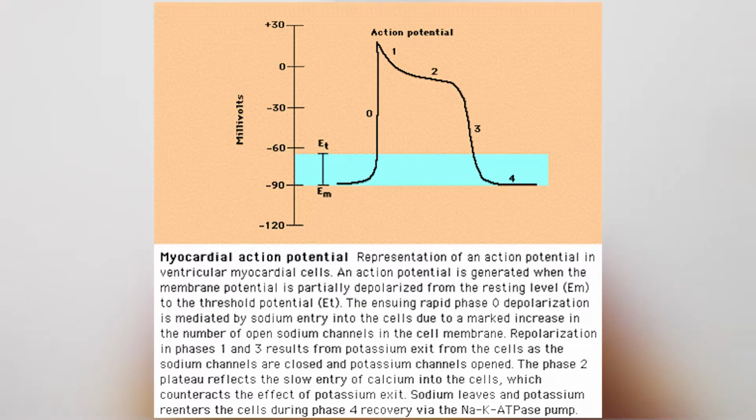The ensuing rapid phase, the first phase, is phase zero. That denotes the depolarization that is mediated by sodium entry into the cells. That is due to a marked increase in the number of open sodium channels in the cell membrane. That is sodium entry.